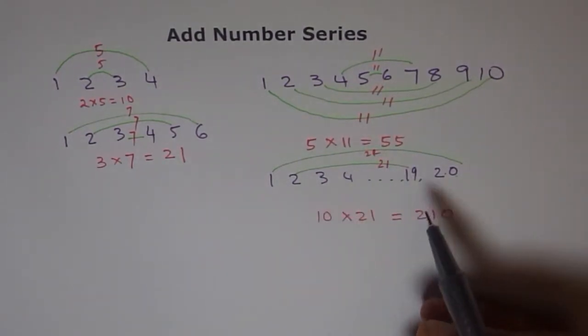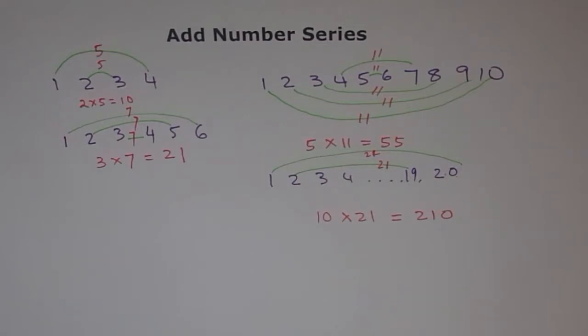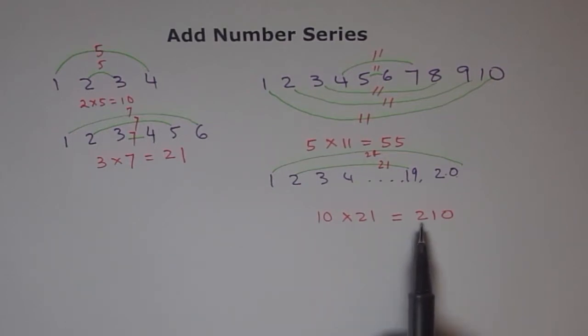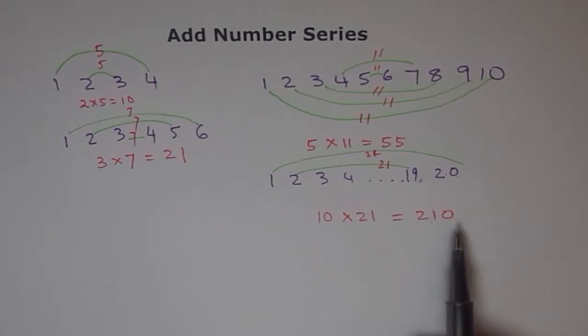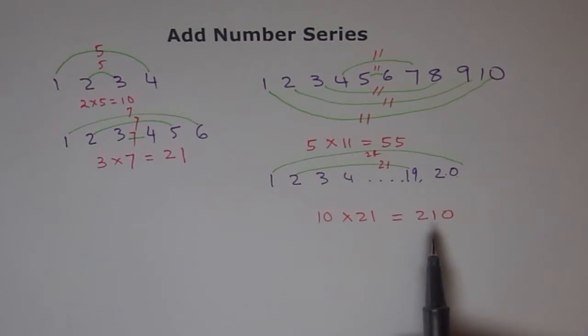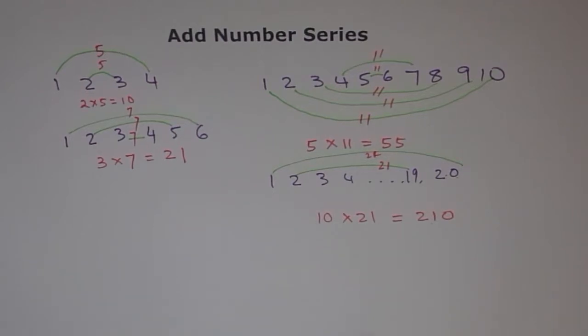Like that, you keep on adding. And how many 21s will I get? Half of 20, which is 10. So we get 10 times 21 as 210. Do you see that? So that is a very beautiful strategy to add numbers. Right? Can you try it on your own and do some rest?